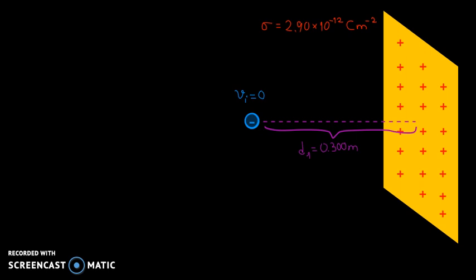So the force will be pointing towards the insulating sheet, which makes sense because this is an electron, a negatively charged particle, and the sheet is positively charged. So there's an attractive force between the two. And here's the force vector.